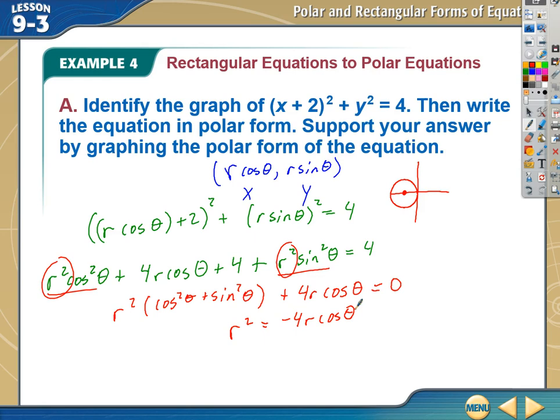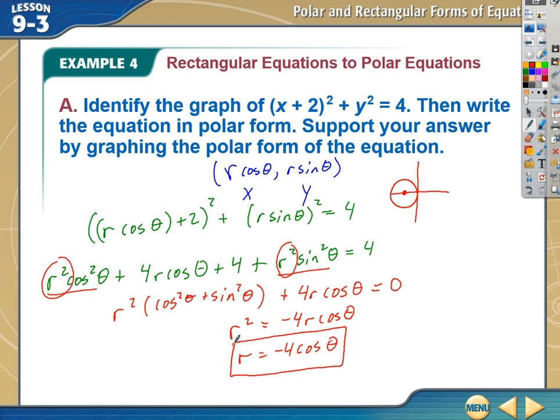And then what I do is, I can divide by r. Yeah, I can do that. Yeah, I think so, right? Divide both sides by r. Now I got r is equal to negative 4 cosine theta. Now graph it on your graphing calculator, if you have one. And there it is. There's my polar equation.